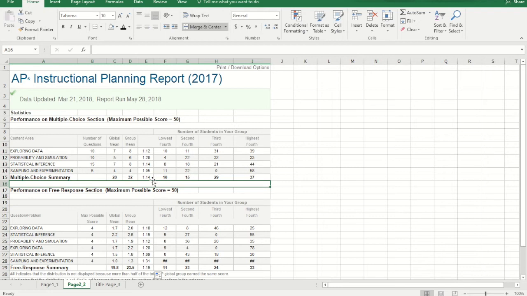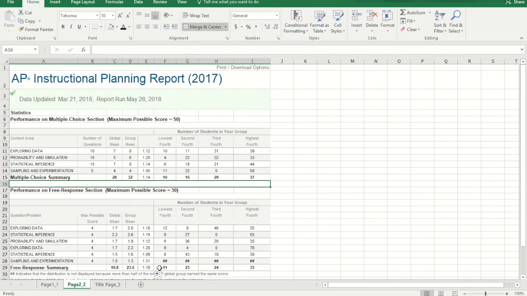But if we look at their performance on probability and simulation, they performed about 20% above the global mean, while only performing about 5% above the global mean on sampling and experimentation. This indicates that on multiple choice, this teacher's students do significantly better on probability and simulation as opposed to sampling and experimentation. We can do a similar analysis for free response.